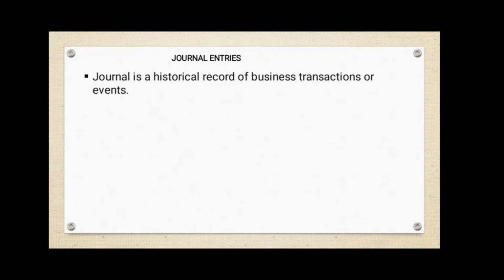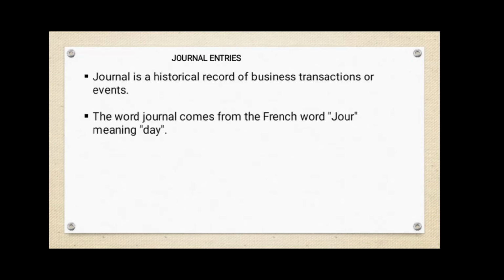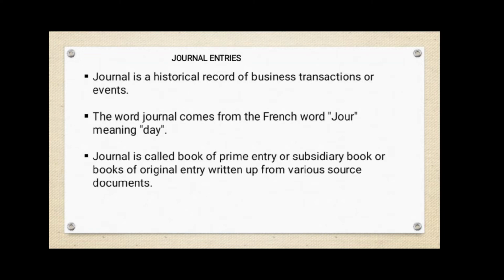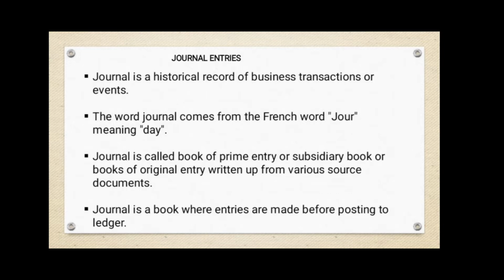Journal entries. Journal is a historical record of business transactions, and the word journal comes from the French word called jour, meaning day. Journal is called book of prime entry or subsidiary book, or books of original entry written up from various source documents. Journal is also where entries are made before posting to ledger.